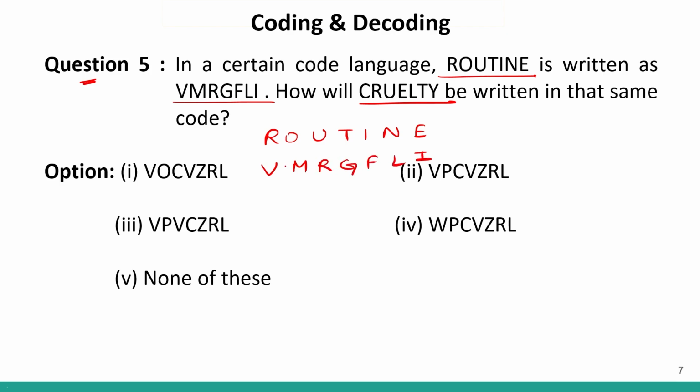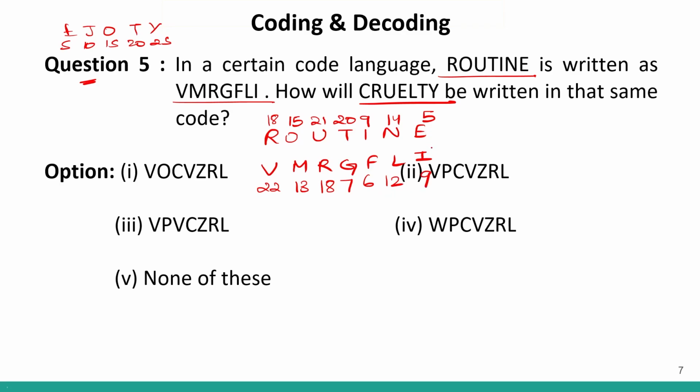Correct? If I write the forward codes, it is a forward ranks. Basically, this is 18, this is 15. Do you remember the shortcut? AJOT. E is 5, 10, 15, 20 and 25. So O is 15, U is 21, T is 20, I is 9, N is 14, E is 5. Similarly, V is 22, M is how much? M is 13, R is 18, G is how much? G is 7, F is how much? F is 6, L is 12 and I is 9.